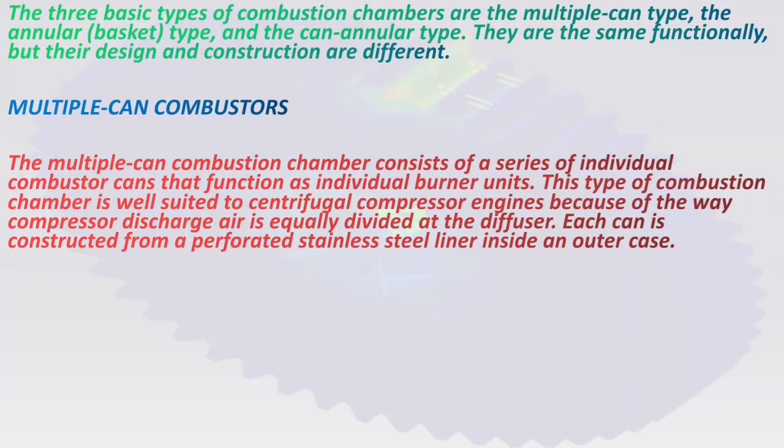So if we talk about the multiple can combustor, it consists of a series of individual combustor cans that function individually as a burner unit, and this type of combustion chamber is well suited for centrifugal compressor engines. And if we talk about the materials used to make a multiple can combustor, perforated stainless steel liner is used. Stainless steel is used to make perforated liners inside an outer case.